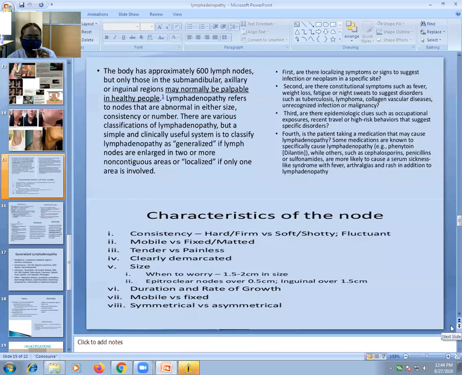So lymphadenopathy, or enlargement of lymph nodes, can be localized or generalized. Generalized means two or more groups of lymph nodes from non-contiguous areas, and localized means only one group of lymph nodes.